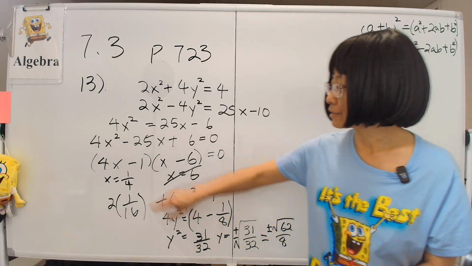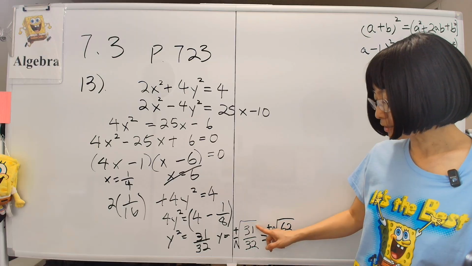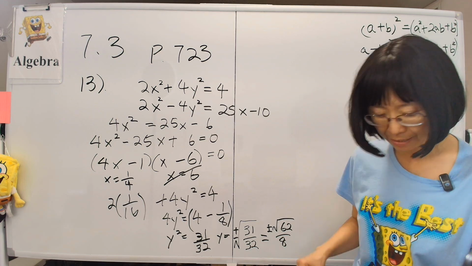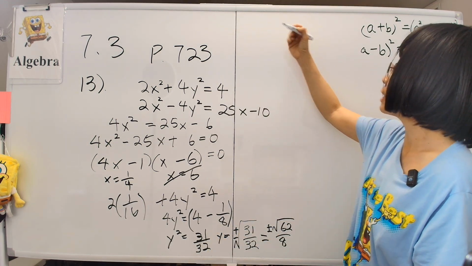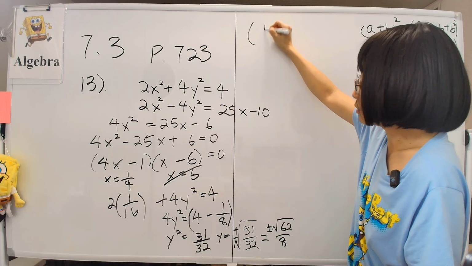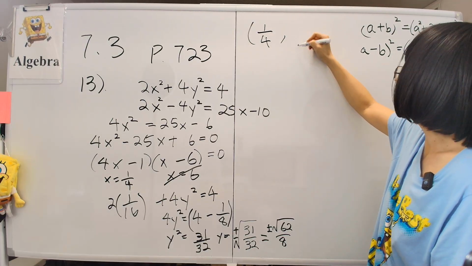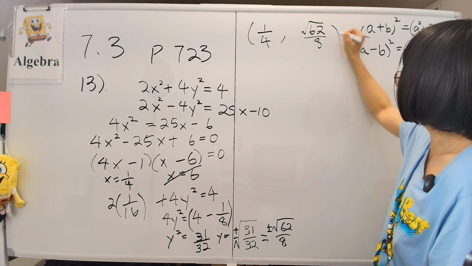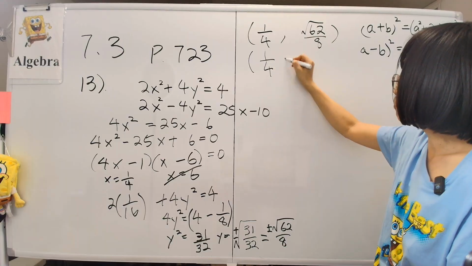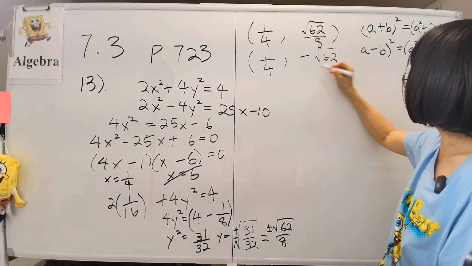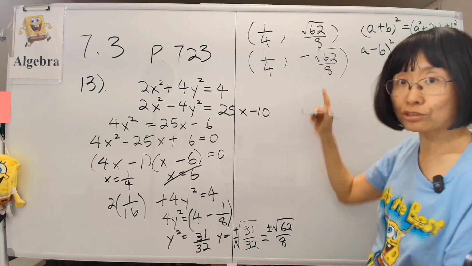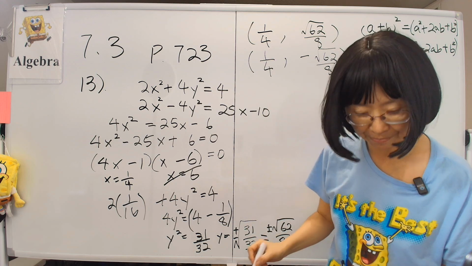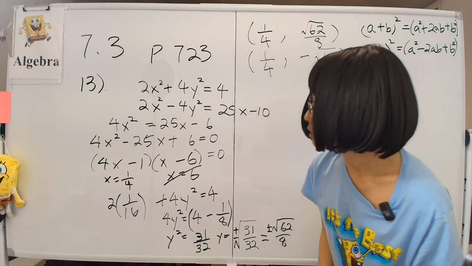So the answer is that x equals 1/4 and y equals the plus value, or x equals 1/4 and y equals the negative value. So you have 2 points in the answer. I should probably write that out to be clear. So here are the answers. First is 1/4 comma square root of 62 over 8. That's the first answer. And then 1/4 comma negative square root of 62 over 8. These represent 2 points. So whatever these things are, they intersect at 2 points only. All right, so that's problem 13.